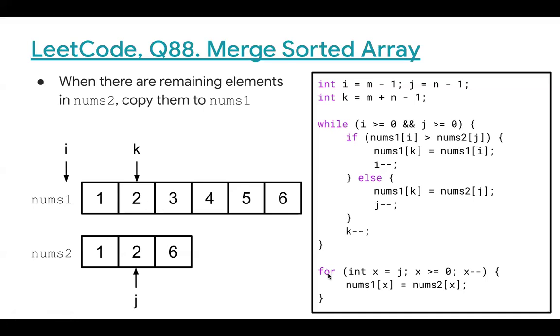We can have another for loop. Basically, we begin from pointer j, and we go all the way to the first element in nums2, and we just copy them to the corresponding position in nums1. And then we are done. Of course, when j becomes smaller than 0 first, this condition, j larger than or equal to 0, will be false. So this for loop will not be executed. That's still good.